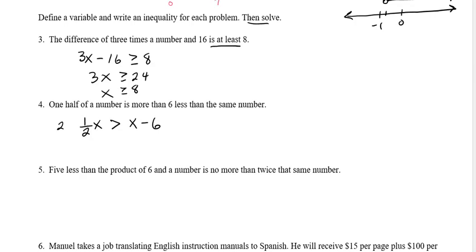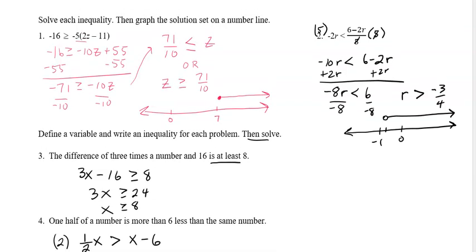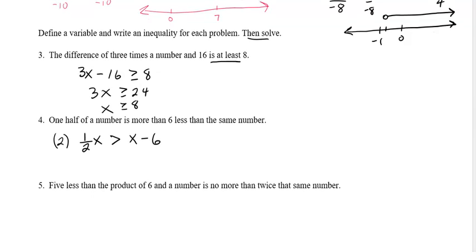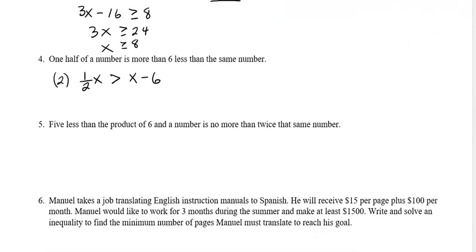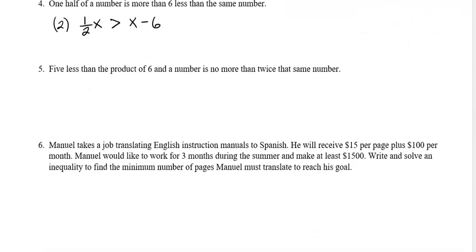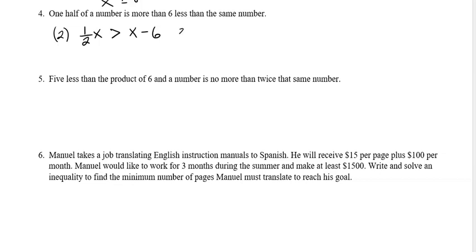I'm just going to multiply both sides by 2, kind of like what we did up here with this problem number 2. I multiplied by 5 to get rid of the denominator, so here I'm going to multiply by 2 to get rid of the denominator, so I don't have to deal with any fractions. I just have to multiply by 2 on both sides. So that makes x is greater than 2x minus 12. And I'm going to subtract 2x from both sides. And I'll finish up here.